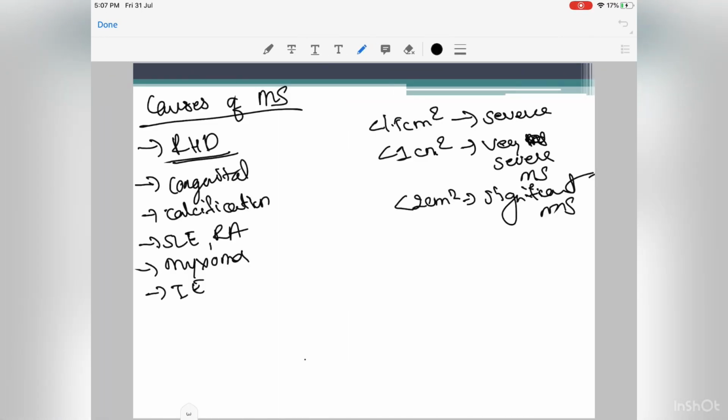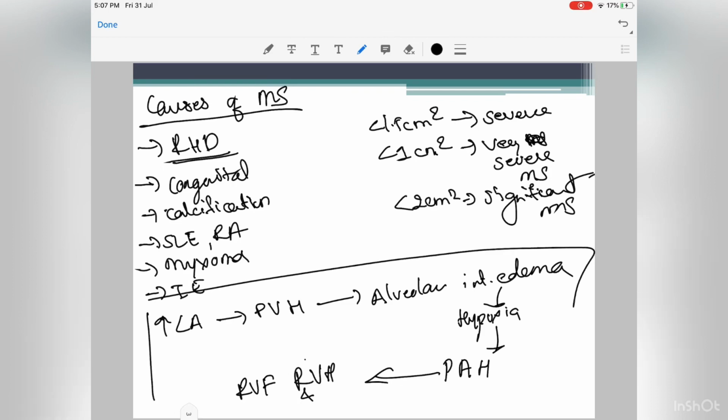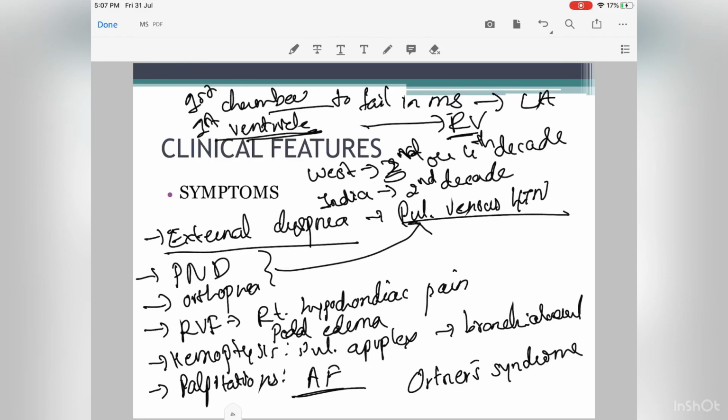The total pathogenesis can be represented as increased LA pressure causes pulmonary venous hypertension, which causes alveolar interstitial edema, which results in hypoxia, which causes pulmonary arterial hypertension due to vasoconstriction. This results in right ventricular hypertrophy and right ventricular failure ultimately. So this is the complete pathogenesis in MS. So these are the symptoms related to MS.